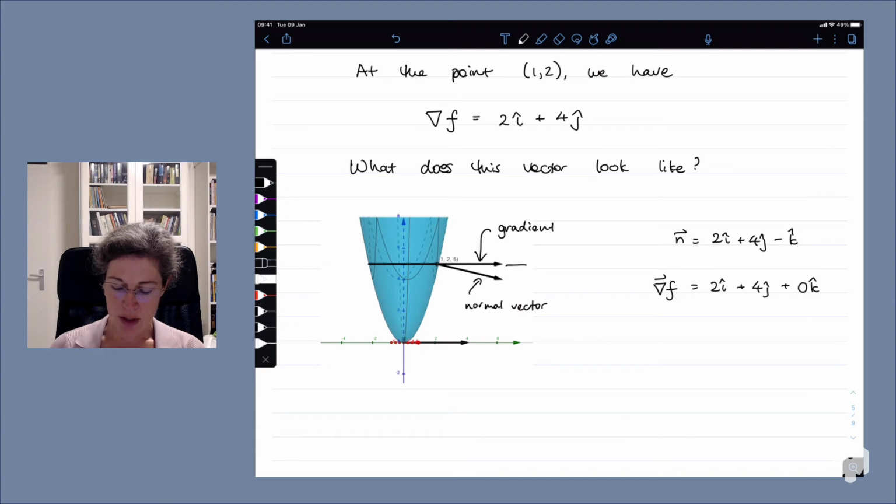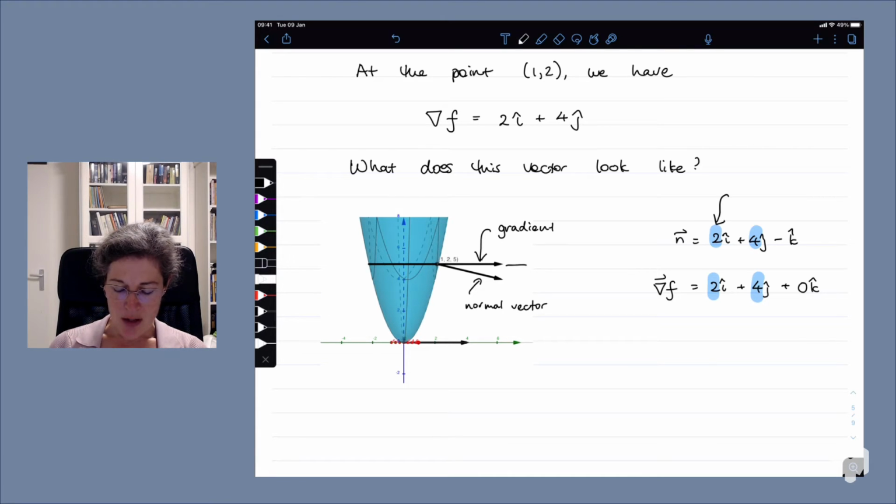And if we have a look at the equations that we found for both of these, you'll find our normal is 2i plus 4j minus k, and our del f, our gradient, is 2i plus 4j minus 0k. And you might be suspicious, and you will notice that our components in the i direction are the same, and our components in the j direction are the same. Is it a coincidence? Well, no, it's really not.